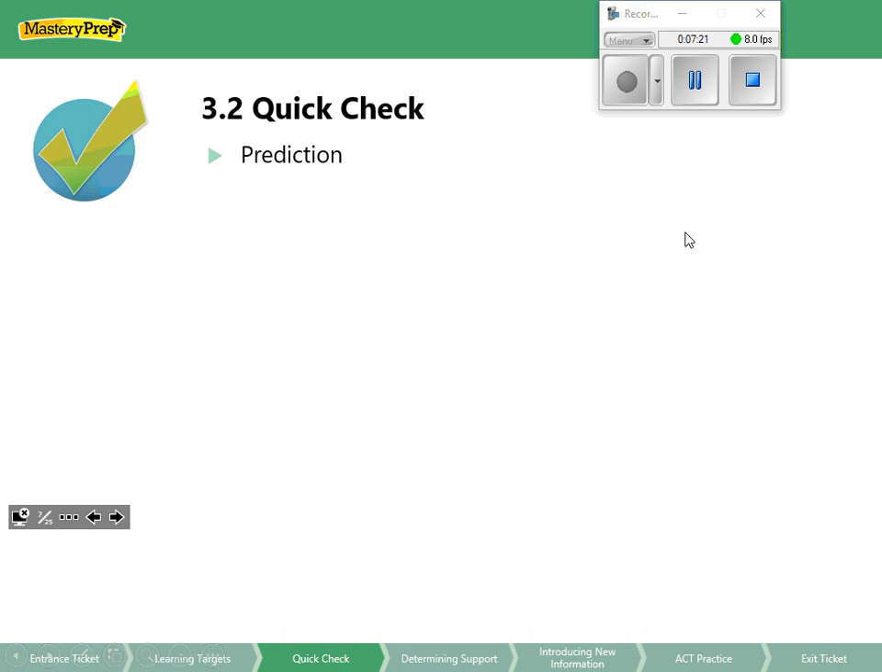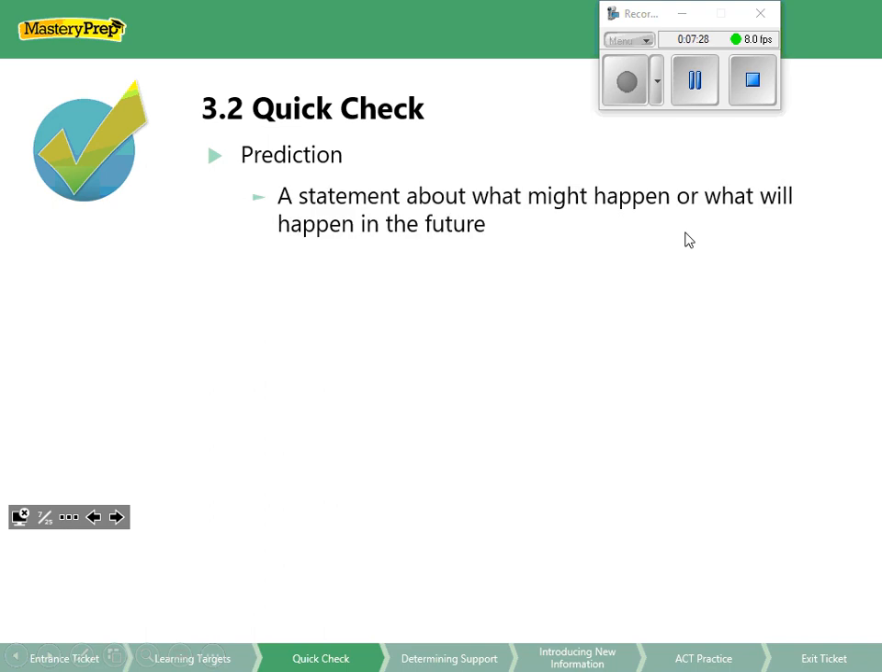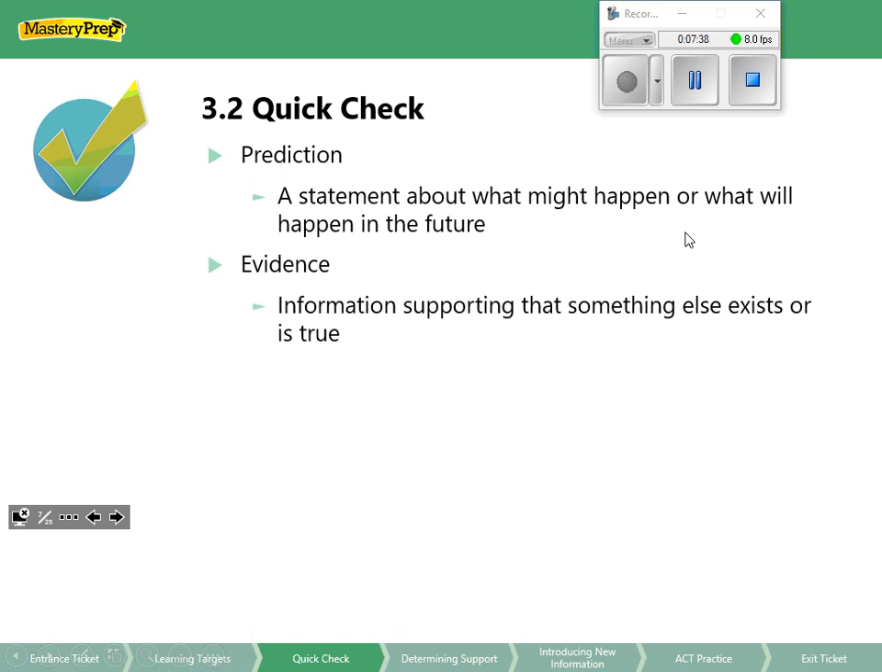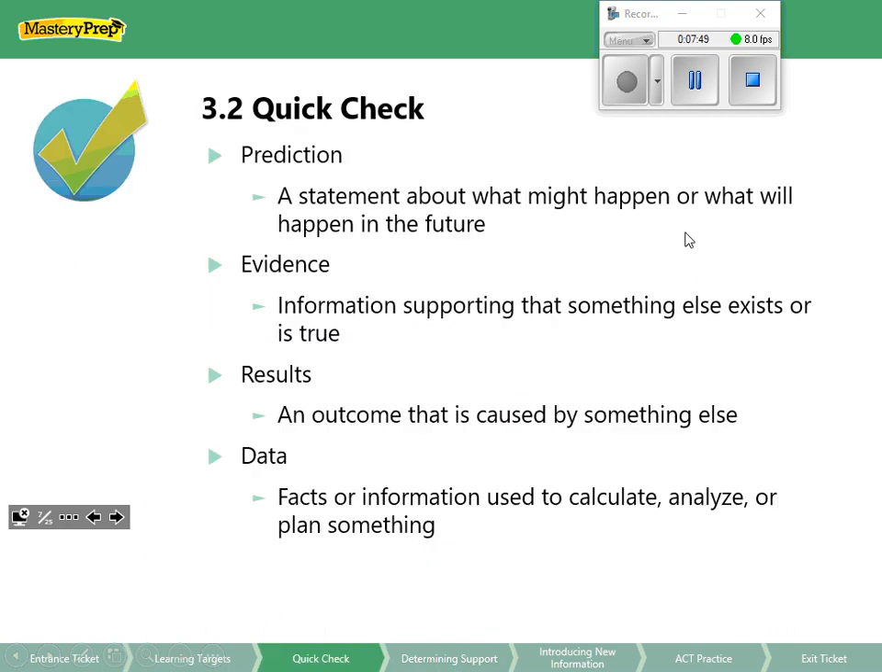Prediction. You all know what a prediction is? A statement about what might happen or might occur in the future, something that we expect to happen. We're going to predict what is going to occur. Evidence, information supporting that something exists or is true. Results, an outcome that is caused by something else. Data is our facts and figures.